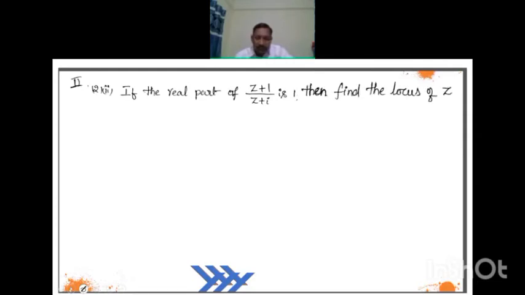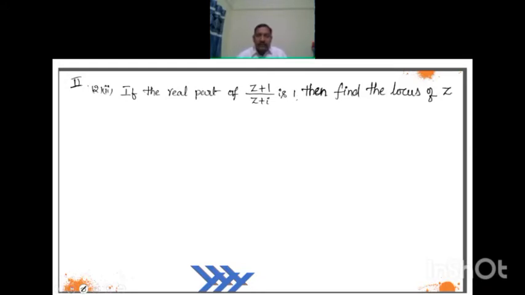Now let us see another question. Up to these questions we have discussed in the previous class. This is one of the important questions, one of the important models. The real part of (z plus 1) by (z plus i) is given. Then what will be the locus of this z?